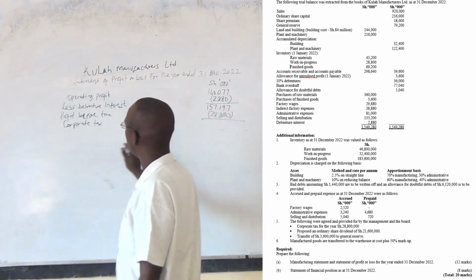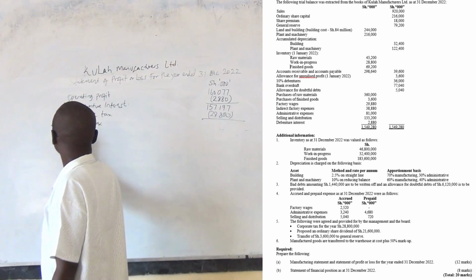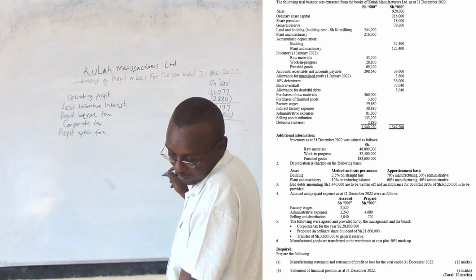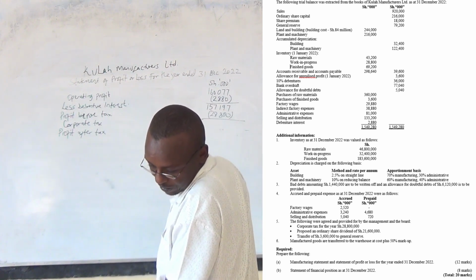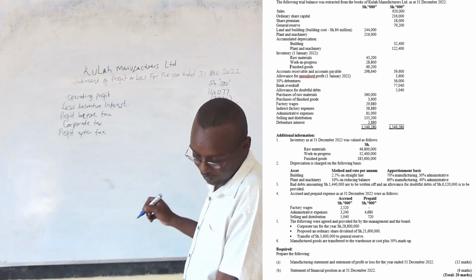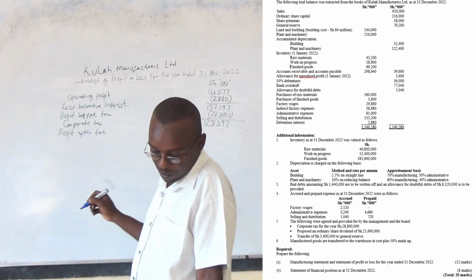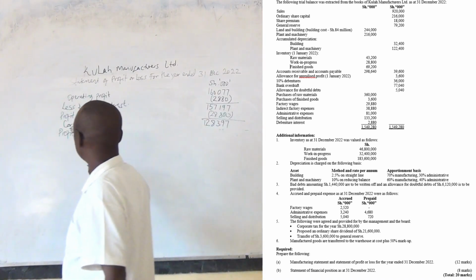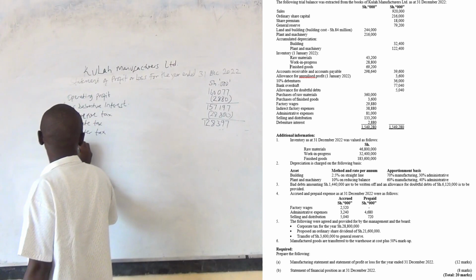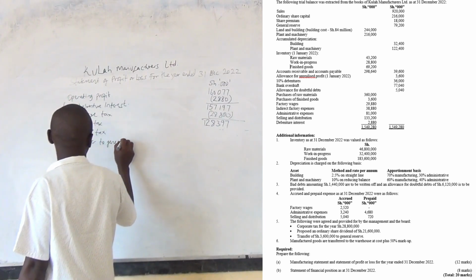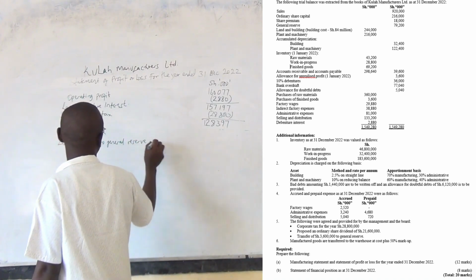Then you less this profit after tax. When you have paid tax, you get 128,397. It is a profit after tax. And what you get after tax, that is when you less transfer to general reserve. How much? 3,600.